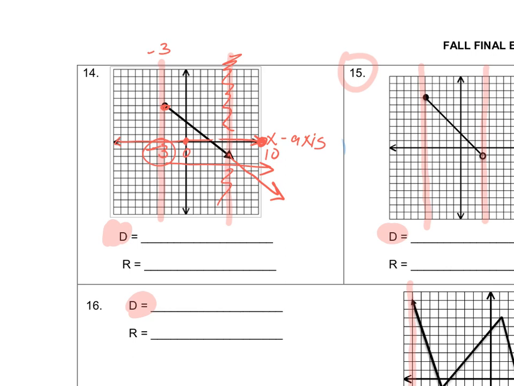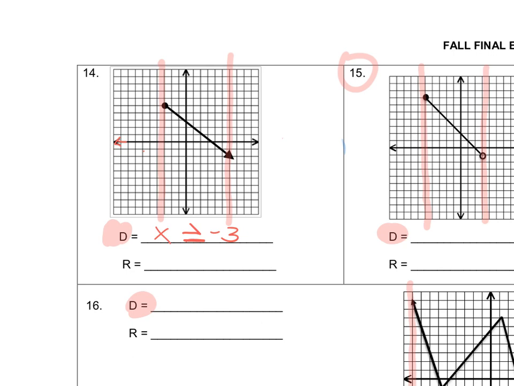Are the x's getting bigger or smaller? Yeah, they're getting bigger, or greater than. So I know that x is greater than negative 3. Because this was a filled-in circle, I know that it's equal to. So that took care of my domain.